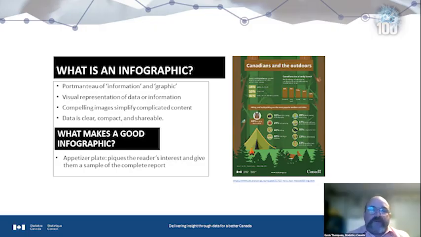So what is an infographic? It's a portmanteau, two words smushed together: information and graphics. So it's just a graph which contains information, a visual representation of the data. Obviously we always want the theme of the data represented in the theme of the graphics. This first example is Canada in the outdoors, and we see someone camping in the forest, and then they have all sorts of statistics around it. Again, it's meant to visually catch people and bring them into the data.